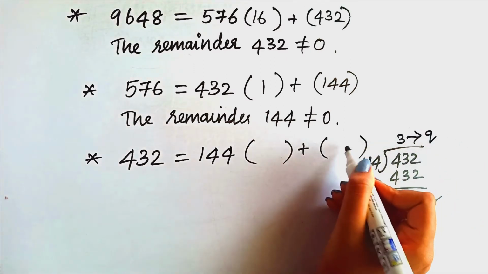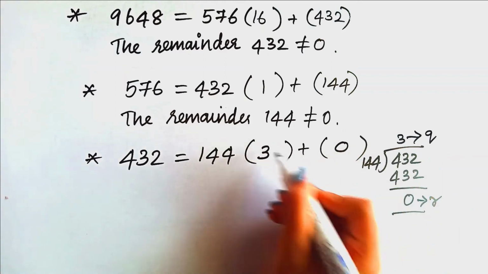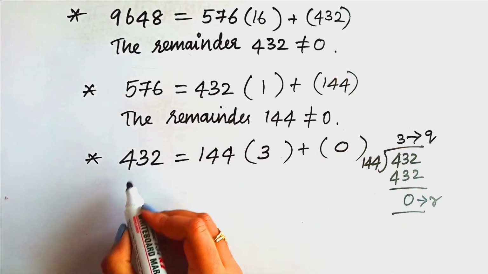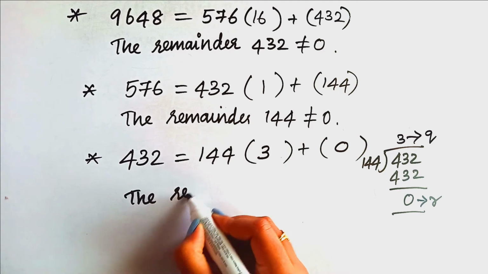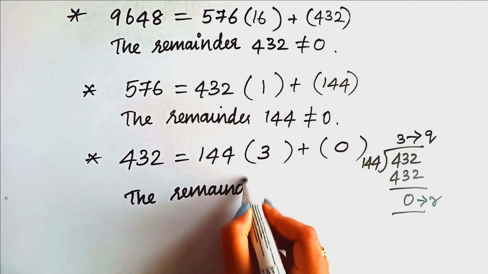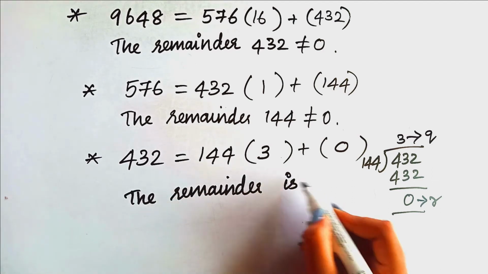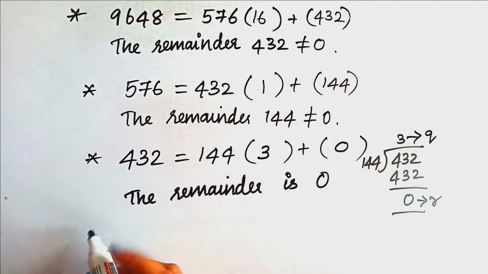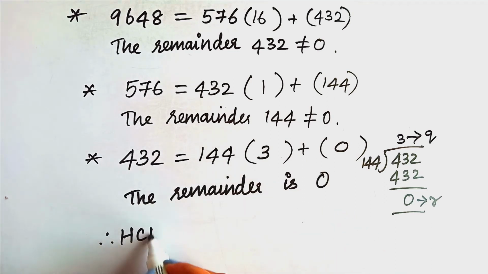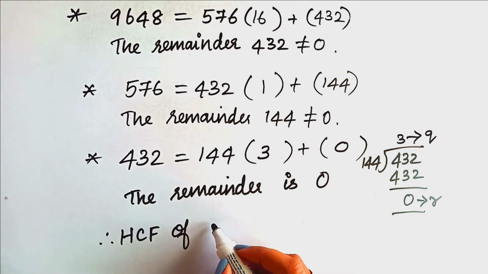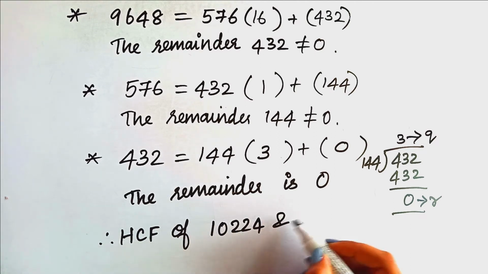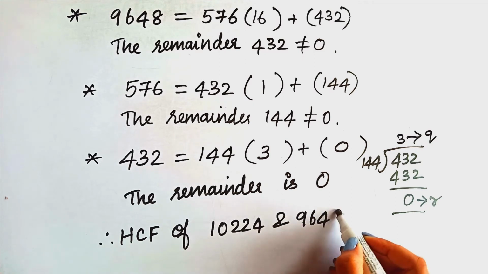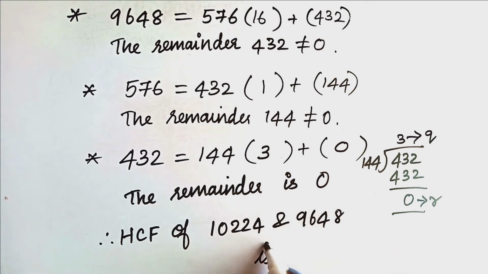Now let's substitute here. So remainder is 0 and the quotient is 3, right? So therefore the remainder is 0. So we got an answer 0 here. Therefore our HCF of 10224 and 9648 is nothing but our 144.